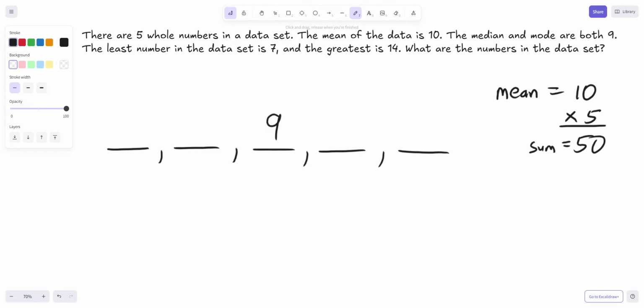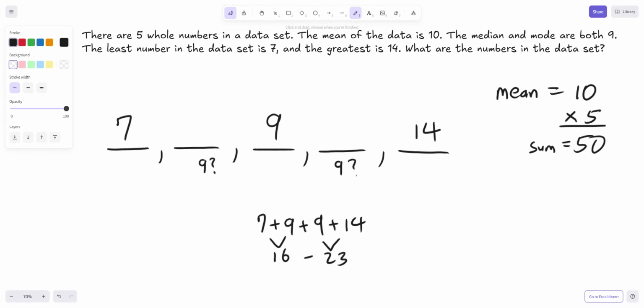The least number in the data set is 7. And the greatest is 14. Okay, one of these must be 9. I don't know which one, though. But I know there's another 9 at least somewhere. So 7 plus 9 plus 9 plus 14. What is that? That's 16 plus 23. So 39. Okay, so 4 numbers add up to 39.